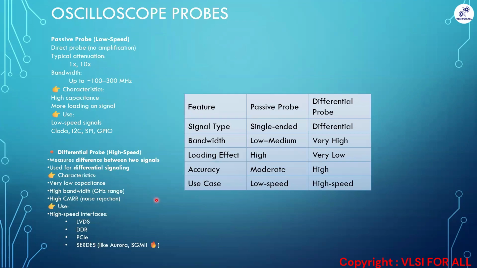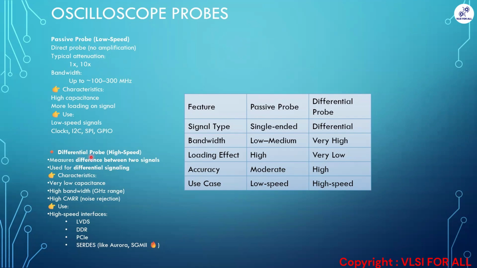Coming to the oscilloscope probes, we have the passive probe and the differential probe. The passive probe is for low speed. For low speed IPs we use the passive probe because its bandwidth is from 100 to 300 megahertz, and the signal bandwidth of low speed IPs also lies within that. It has high capacitance. With these passive probes, we can do the validation of I2C, SPI, and GPIO.